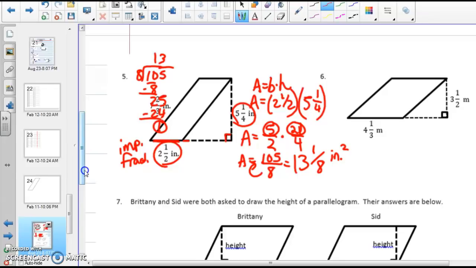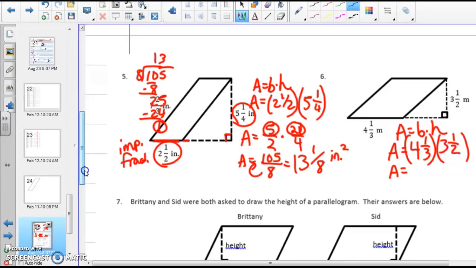Okay, for number 6, again, your first step would be to write the formula. The base is 4 1/3, and I'm going to multiply that. These parentheses are another way to show multiplication, and I'm going to multiply that times 3 1/2. However, just as in number 5, before I can multiply, I've got to change both of these to improper fractions. Well, when you change 4 1/3 to an improper fraction, you get 13/3. And when you change 3 1/2 to an improper fraction, you get 7 halves.